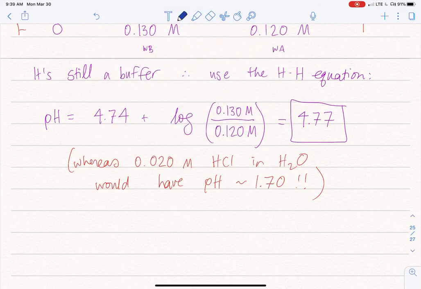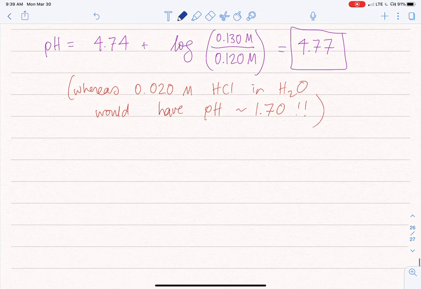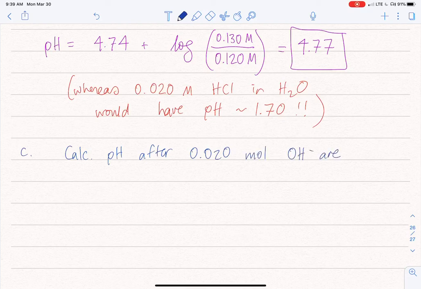Okay, let's add yet a third part to this buffer calculation. I want to see what happens when I add strong base. So calculate the pH after 0.02 moles of hydroxide are added to the original buffer. So this is added to the buffer from part A, not from part B, but from part A. So to the original buffer from part A.